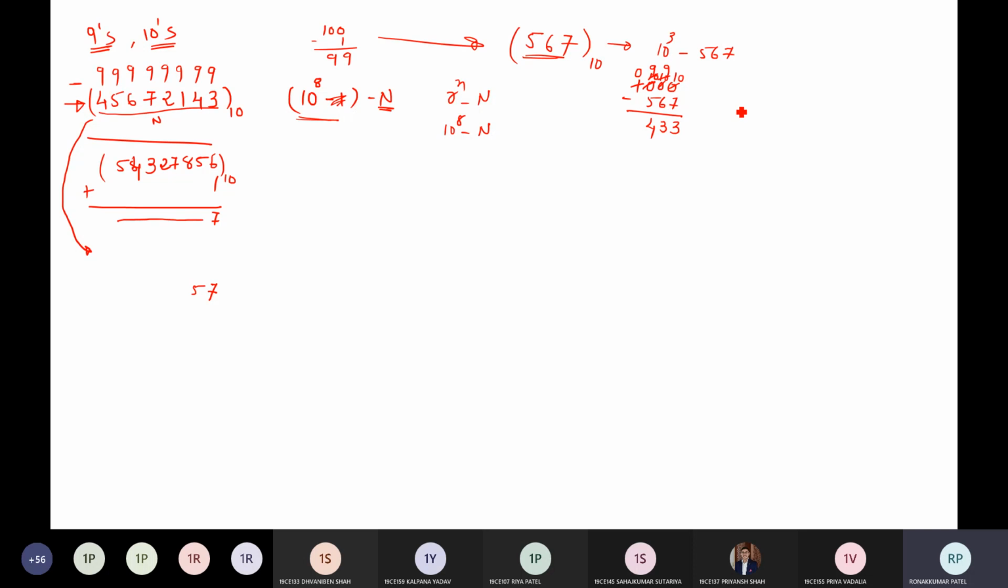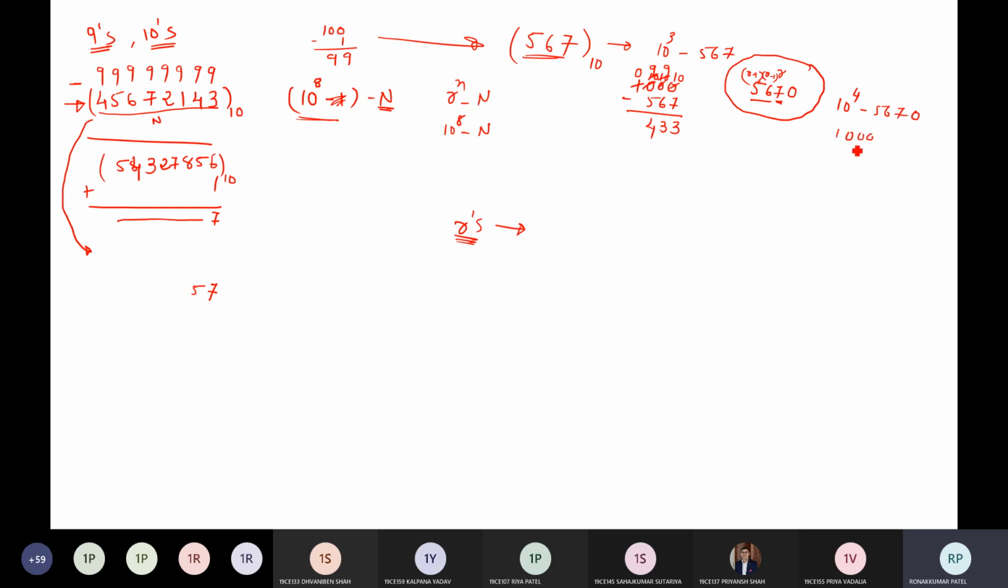Suppose you have a number like 5, 6, 7, 0. Then you need to pick up the first non-zero value, subtract it from R, and the rest from R minus 1. So this will be the general rule. For R's complement, the shortcut method is, for example, 10 raised to 4 minus 5670.